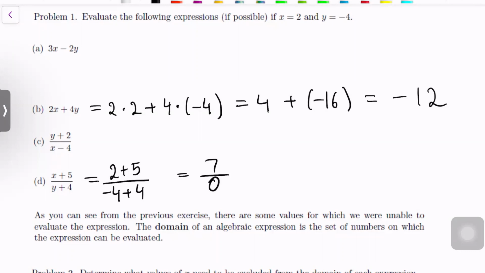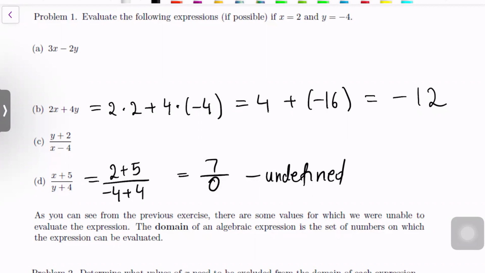So what would I have to say if I have 7 over 0? Undefined, right? I just wanted to remind you that we cannot divide by 0. But also another purpose of giving you this example is that with rational expressions, and that's a rational expression when you have a fraction and some polynomial on top and some polynomial on the bottom.